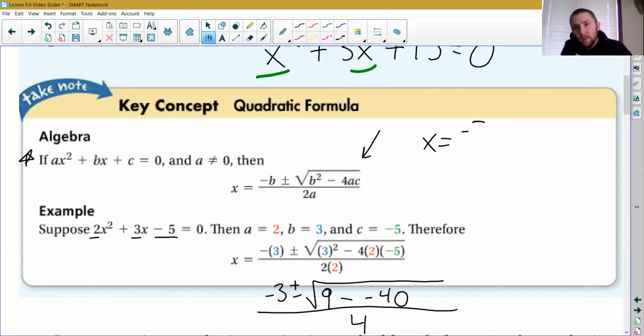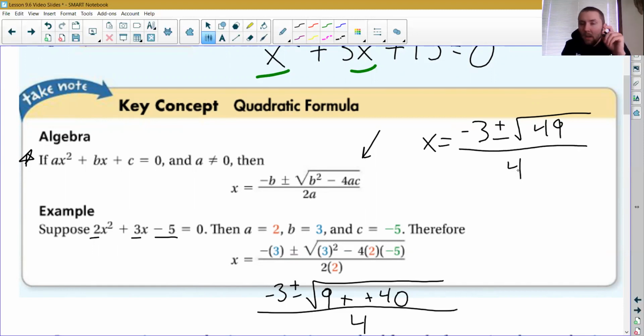x equals -3 plus or minus the square root of, and now let's do what's underneath the square root. 9 minus -40. Minus -40 is like plus positive 40. 9 plus 40 makes 49. Okay, and divide by 4. So now I know that the square root of 49 is 7. So I'm going to put that there.